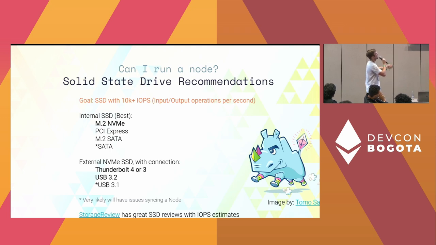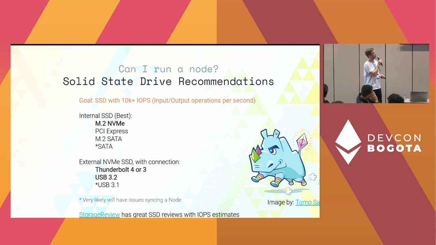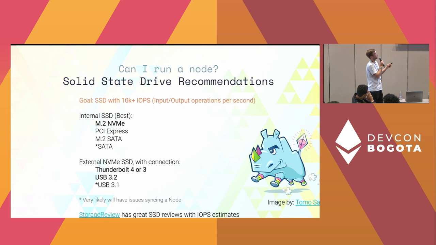Okay, internal SSDs, M.2 NVMe, that's very popular now. Within the $200 range you can get one of these, and you probably just want to stick with that. The other options, if you have them lying around, might work. That's not going to work.